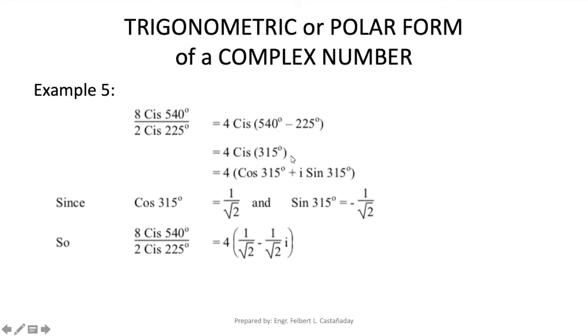So if you're not asked to represent your answer in polar form, your answer should be in rectangular or standard form. That's why we have this answer, 2 square root of 2 minus 2 square root of 2i, since cosine of 315 degrees is 1 over square root of 2, and sine 315 is negative 1 over square root of 2.